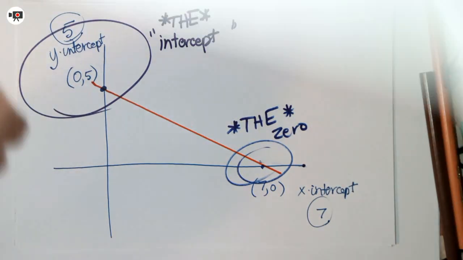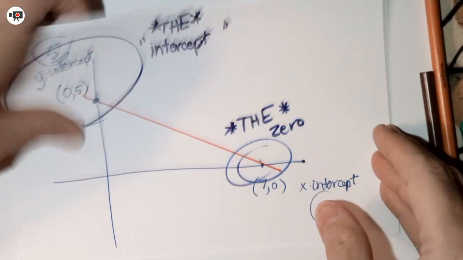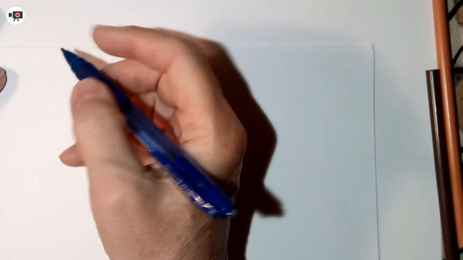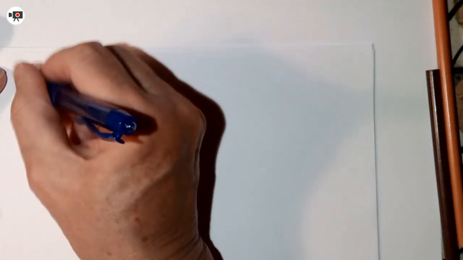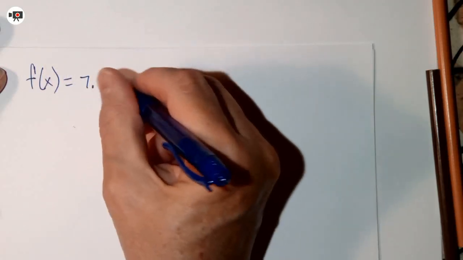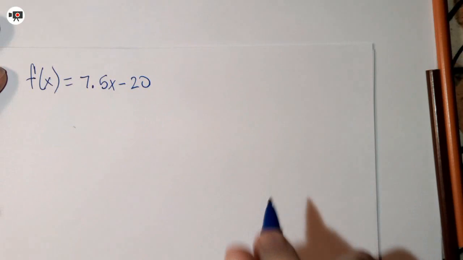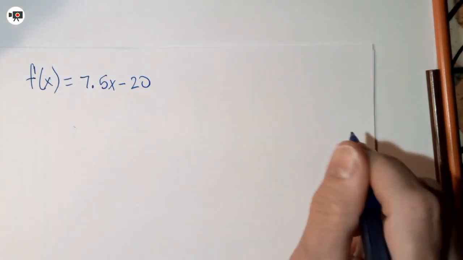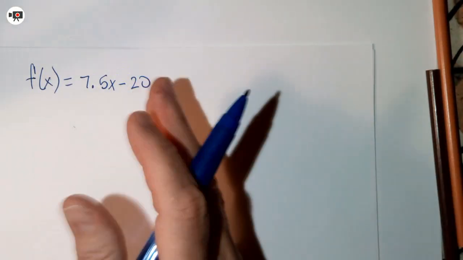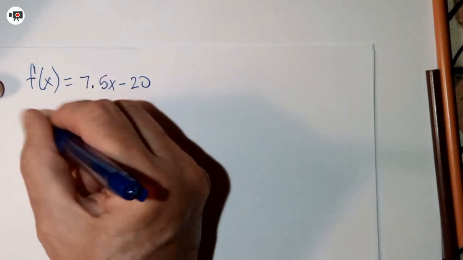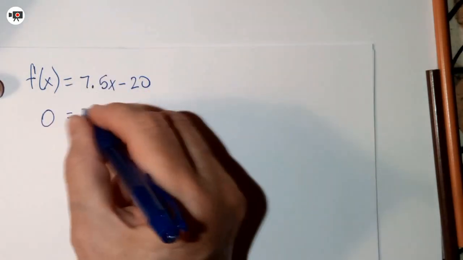So let's look at finding some zeros of some functions. How about this? Write it down in your cipher, and we'll do f of x equals 7.5x minus 20. Okay? Well, we're looking for the 0. Find the 0. So y, or f of x, is 0.